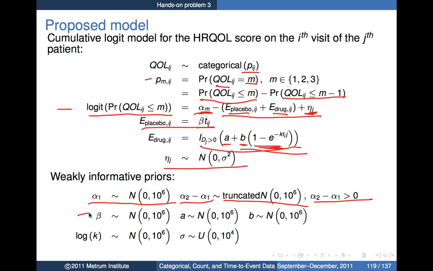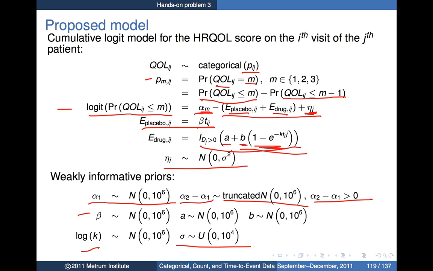And then finally, pretty much everything else is fairly straightforward. I allow for beta A and B to be pretty much anything, and then I restrict K to be positive by using a log normal, and also restrict sigma to be positive. In this case, I used a uniform. Okay, so that's what we're going to implement.